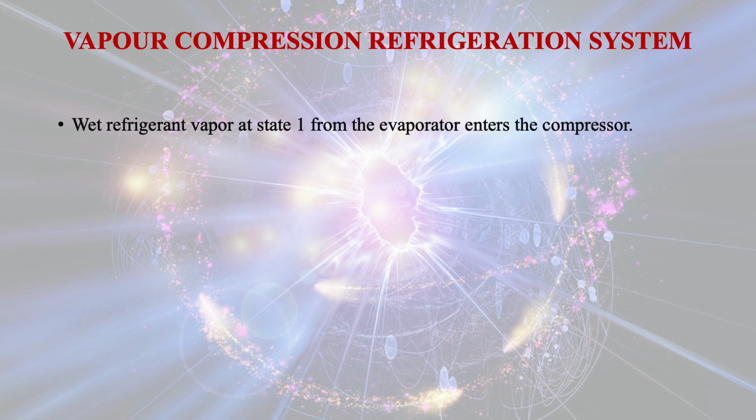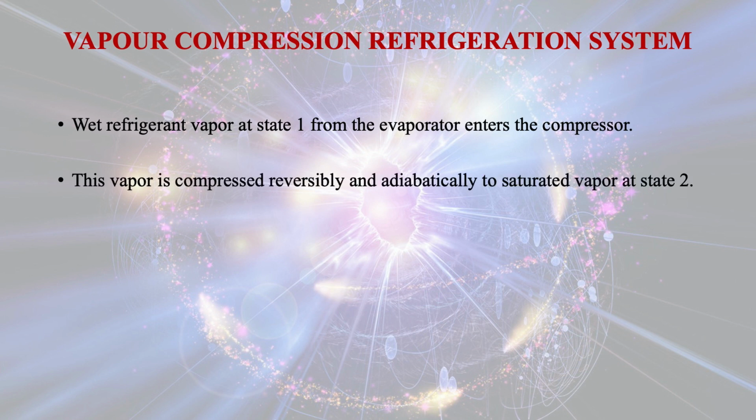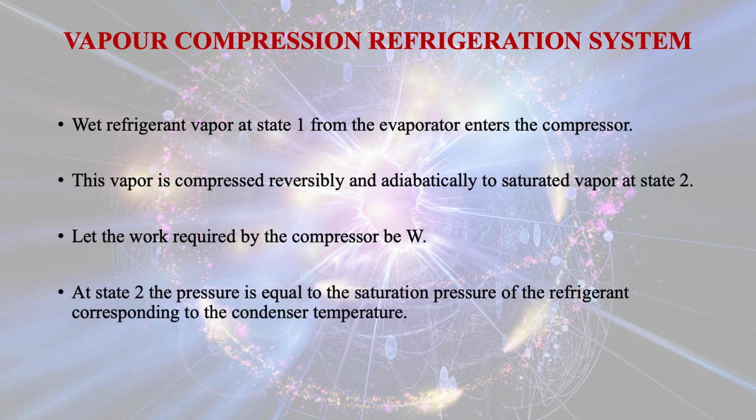Wet refrigerant vapor at state 1 from the evaporator enters the compressor. This vapor is compressed reversibly and adiabatically to saturated vapor at state 2. Let the work required by the compressor be W. At state 2, the pressure is equal to the saturation pressure of the refrigerant corresponding to the condenser temperature.